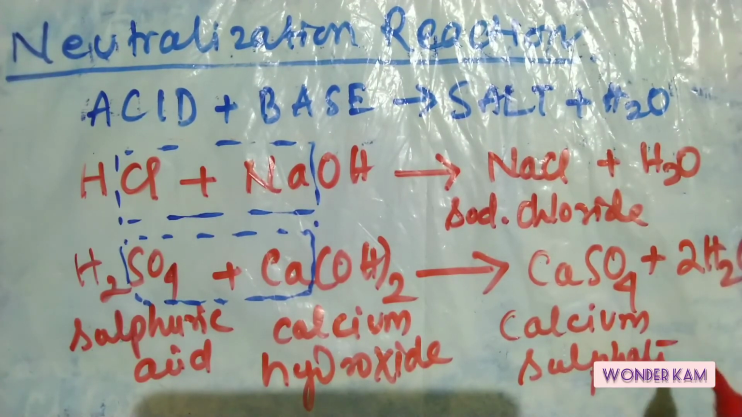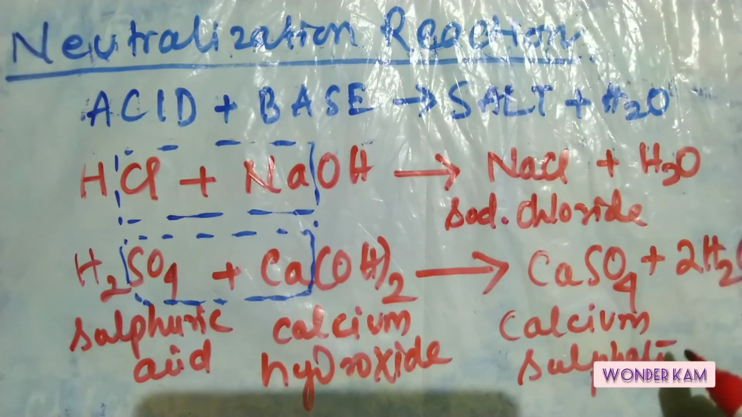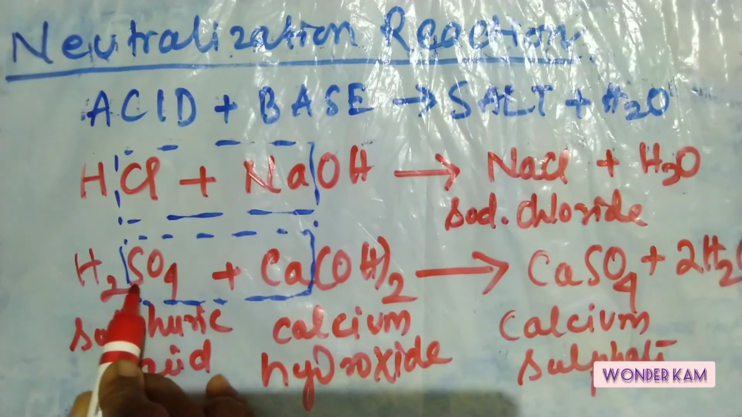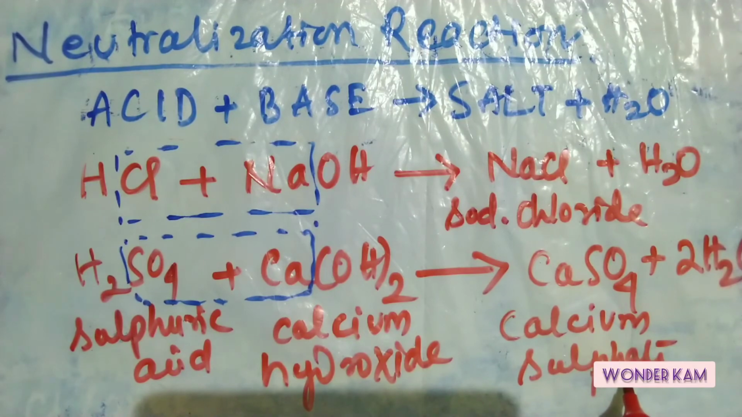Calcium sulfate is the salt formed here. See, from sulfuric acid, which is SO4, the salt is sulfate.